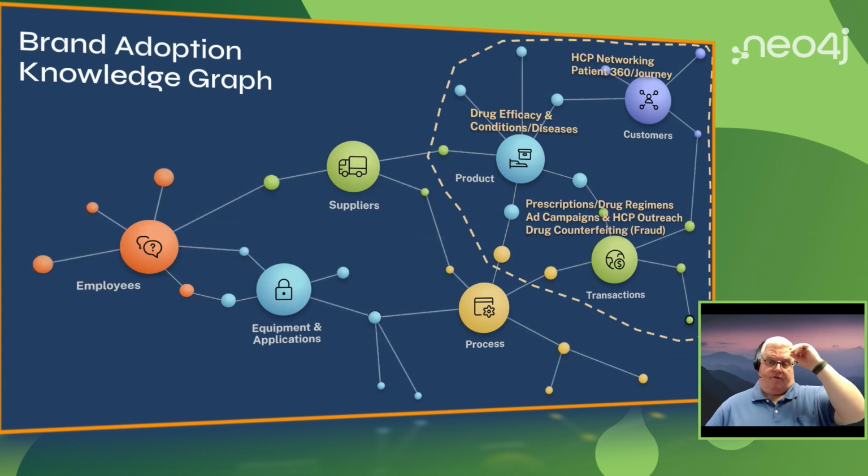And it's not the only knowledge graph that I've seen recently. We've seen what I call a brand adoption knowledge graph. We start looking at the drug efficacy and conditions and diseases, along with different prescriptions of drug regimens and how successful those different treatment plans have been, and then some of the ad campaigns and HCP outreach. And of course, there's always been drug counterfeiting, which is getting a lot more attention now, as well as the HCP networking.